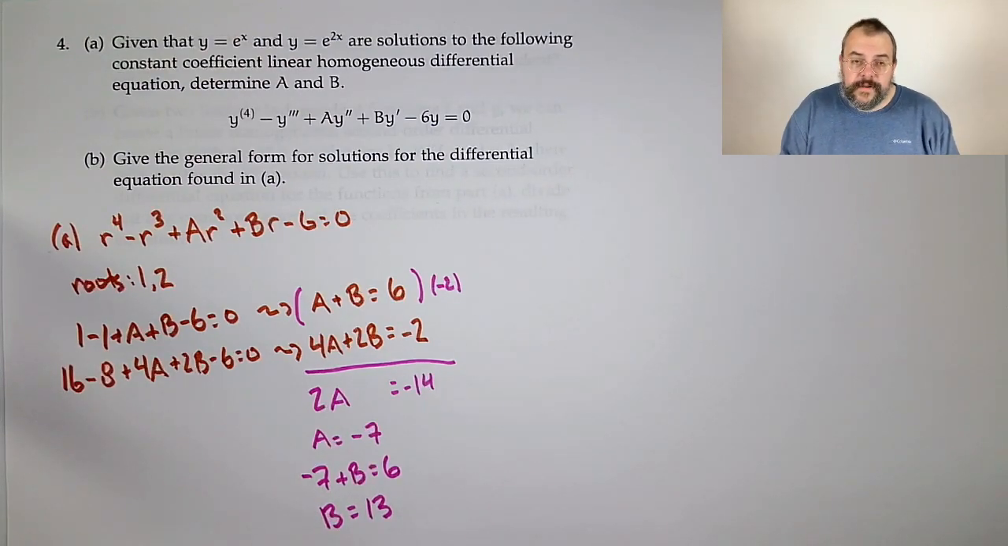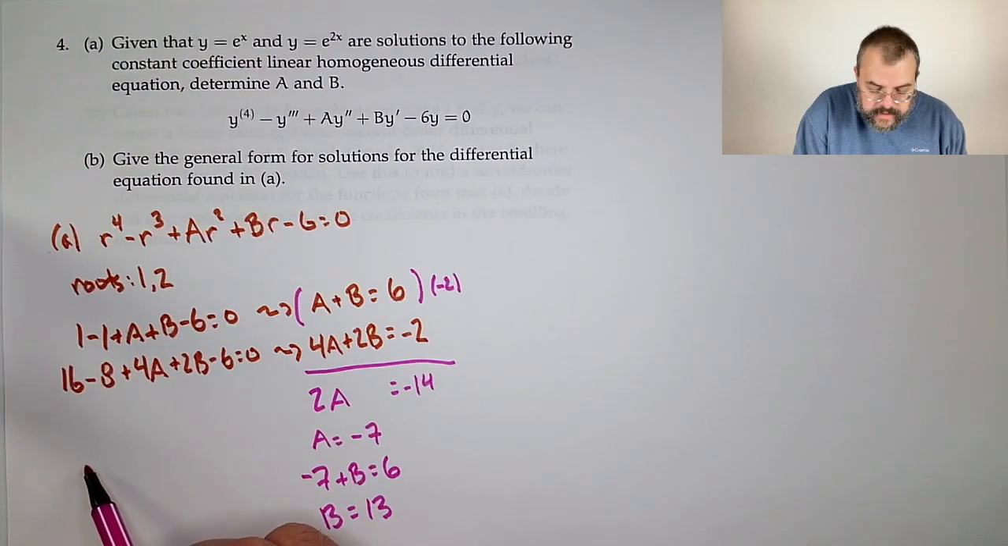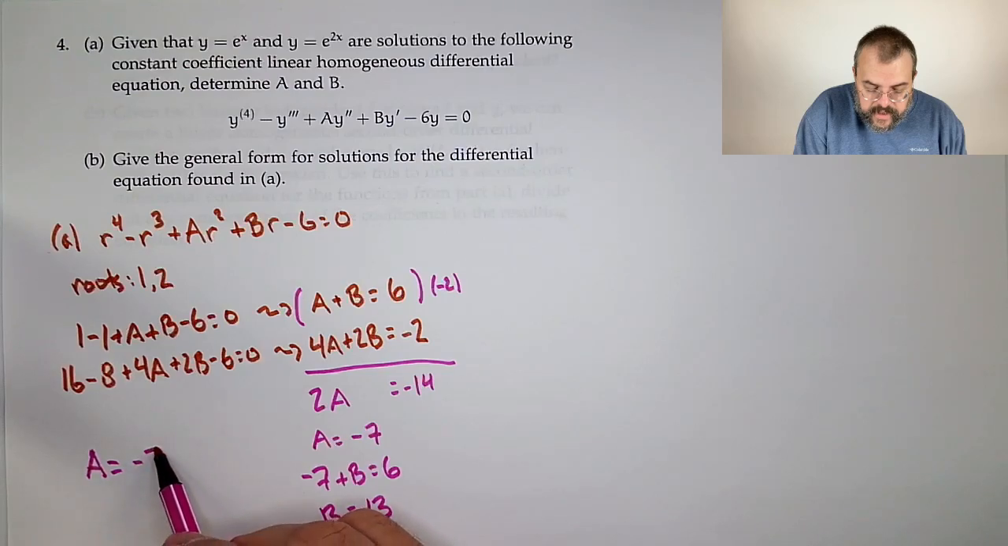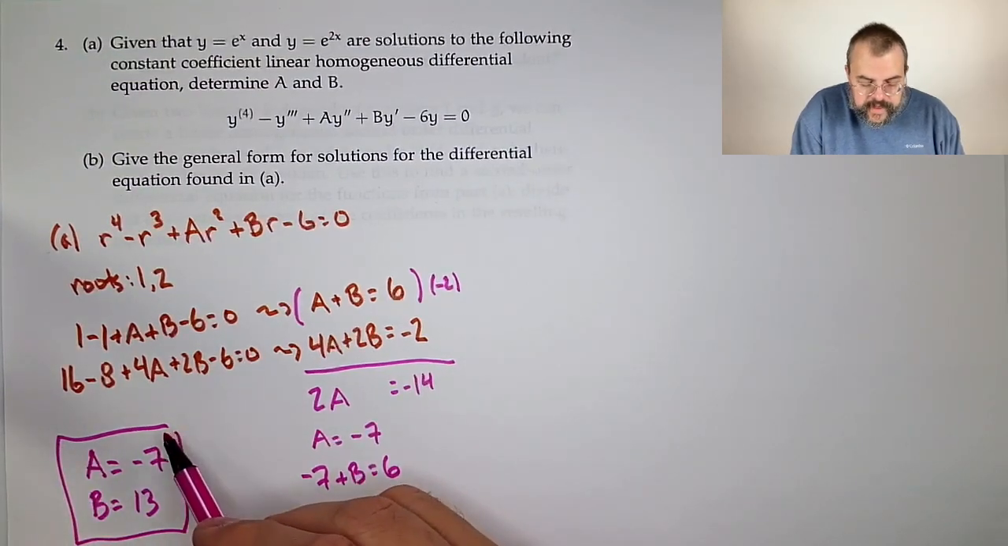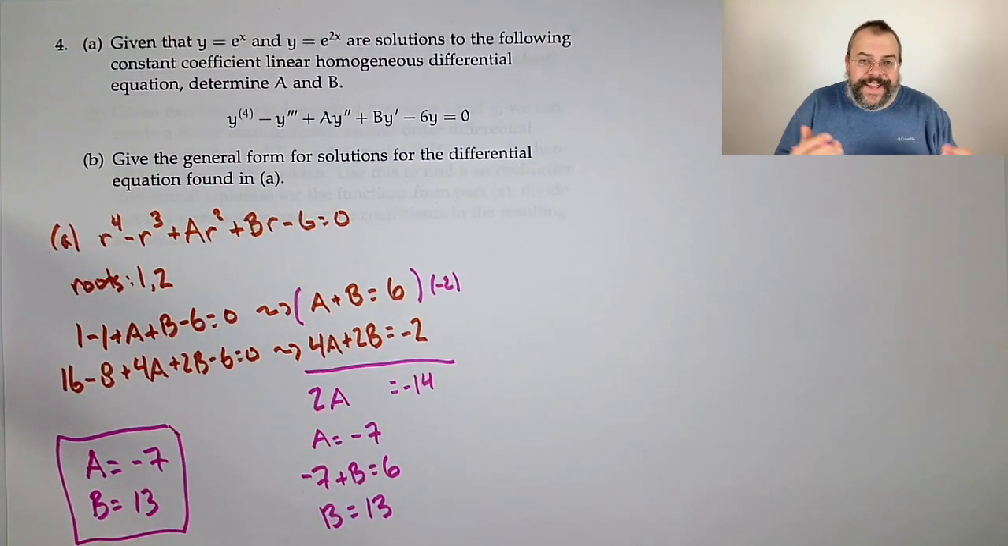All right, so there we go. So we have a and b. So we'll just put that in a small box here. So a needs to be negative 7, and b has to equal 13. All right, so there's part A. We're done with part A.